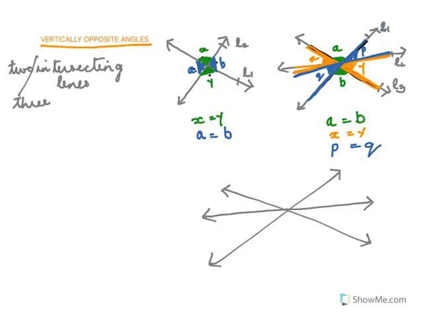Let's go over the second figure again because there were so many things drawn, and let me mark the vertically opposite angles. This angle A equal to angle B, vertically opposite. Then here we have angle X equal to angle Y, and then here we have angle P equal to angle Q. They're all vertically opposite angles.